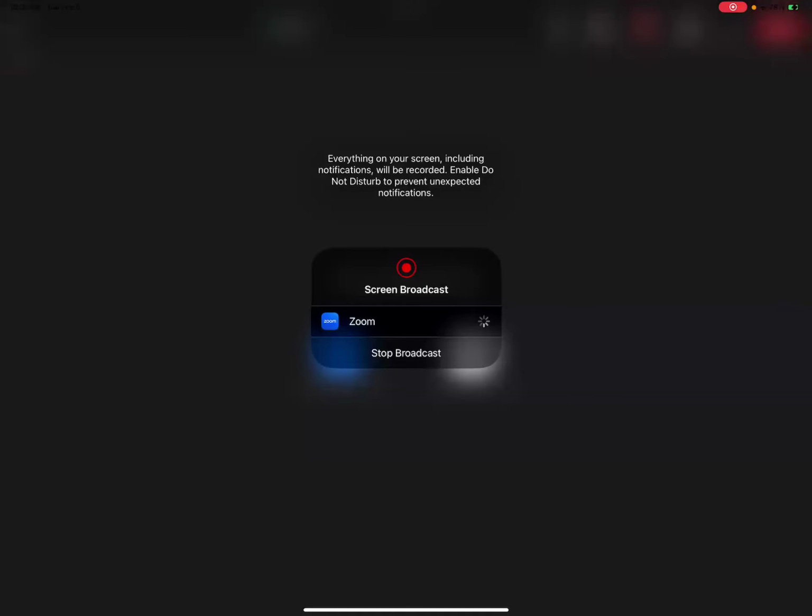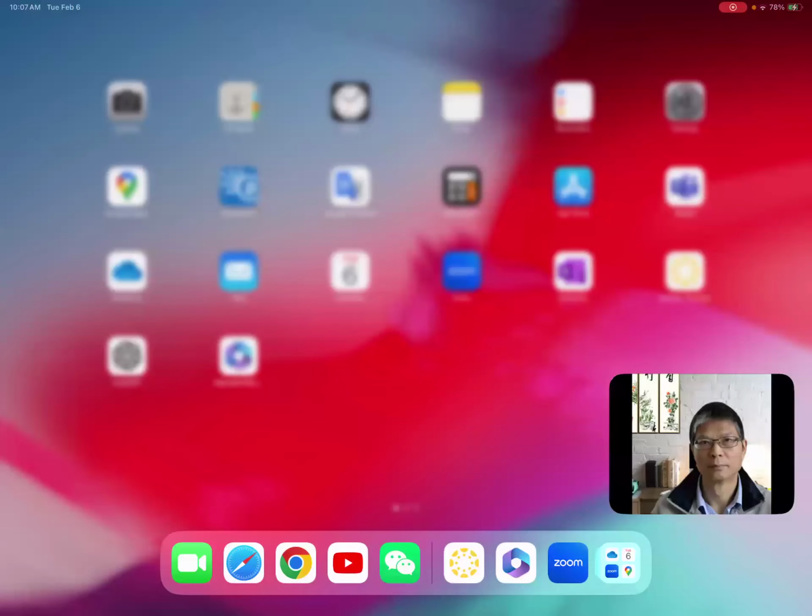Now to section part 3. Actually, before I proceed, let me start share screen so that you can see what I'm talking about.